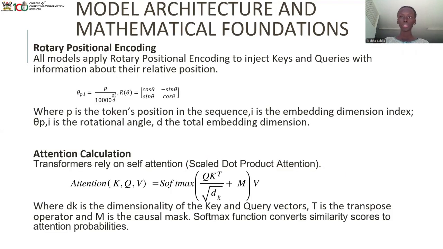The model does not know how to order these tokens. So we apply positional encoding, and all 3 models apply rotary positional encoding. This is where we inject the keys and queries from the previous step with information about their relative position. Once rotary positional encoding is done, we move on to the attention calculation.